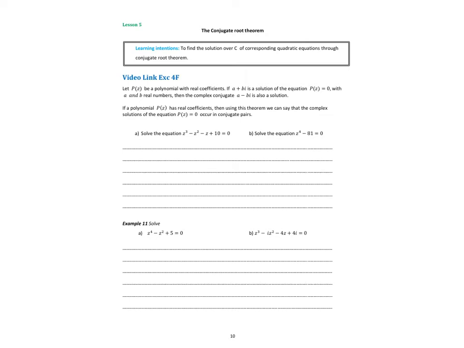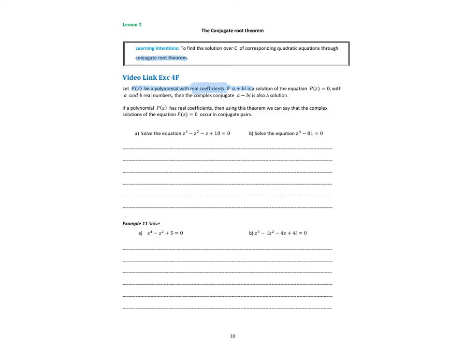All right, so what we're looking at here is what we call the conjugate root theorem, which is a really nice fact or property of complex numbers, and how we solve complex numbers. What the conjugate root theorem tells us is if the polynomial has real coefficients, so it's really important, it has to have real coefficients, then if a plus bi is a solution, a minus bi is also a solution.